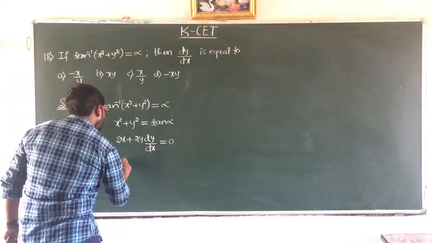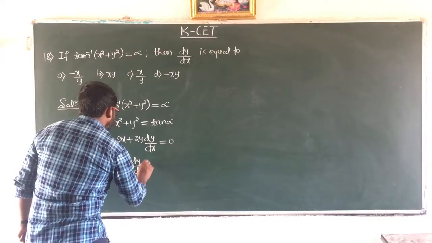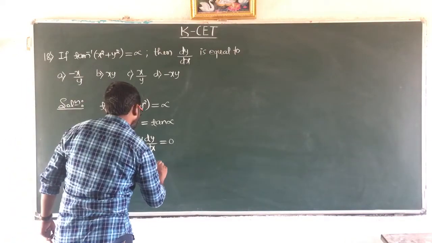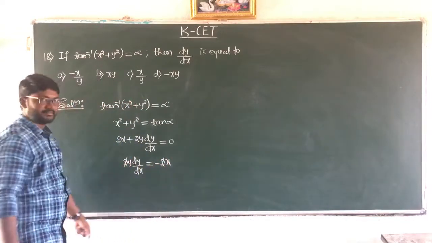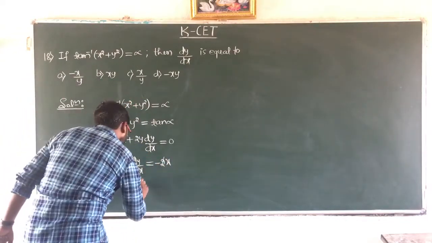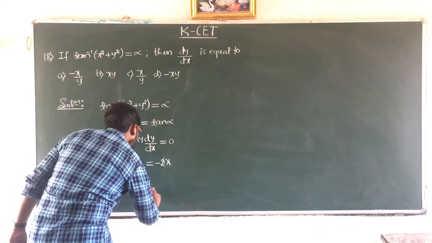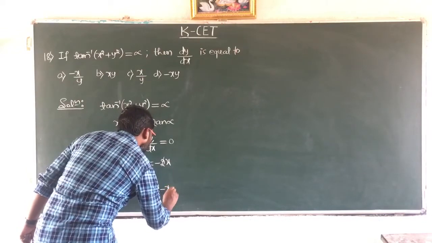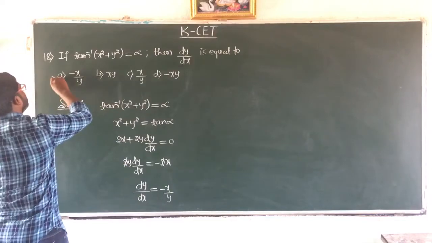Now 2y dy by dx is equal to, take this term to the RHS, it becomes minus 2x. Now 2 and 2 get cancelled. Take y to the RHS. Dy by dx is equal to minus x by y. So it is option A.